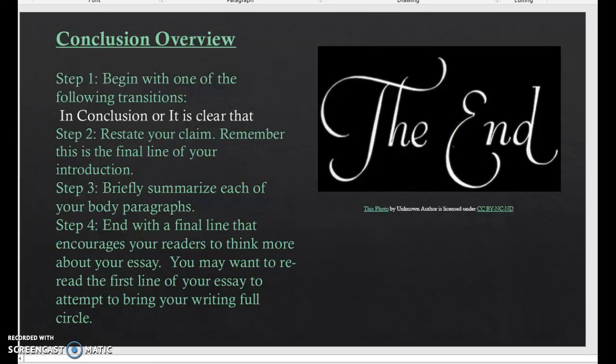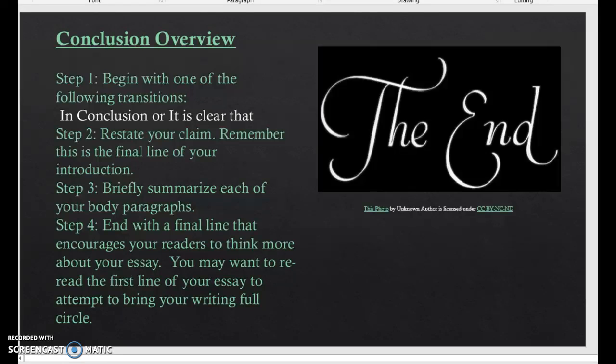After you've used that transition word, then you want to restate your claim. Remember, your claim is your thesis statement, and that's located at the very end of your introduction. So if you need to remind yourself of your thesis statement or claim, go back and reread the last sentence of your introduction, and that'll give you a clue of what should go in the first sentence of your conclusion.